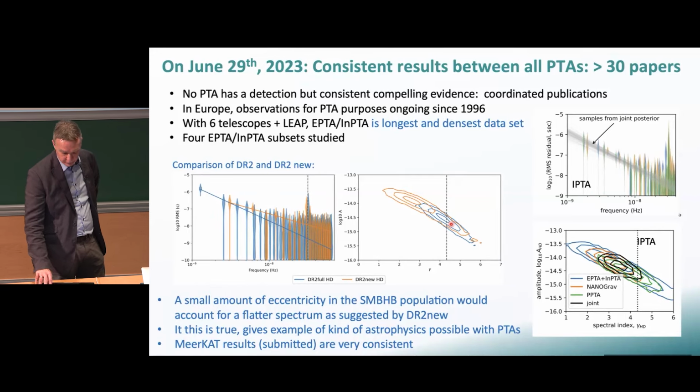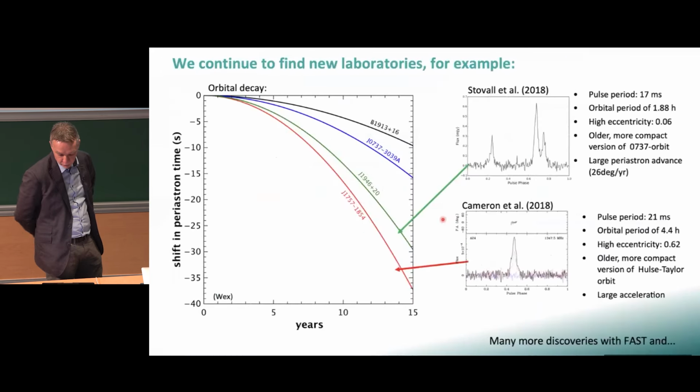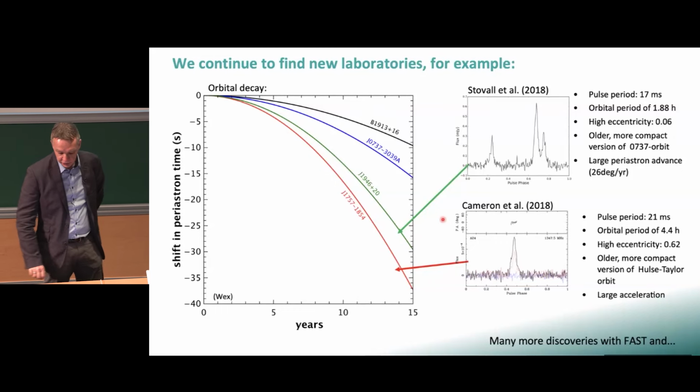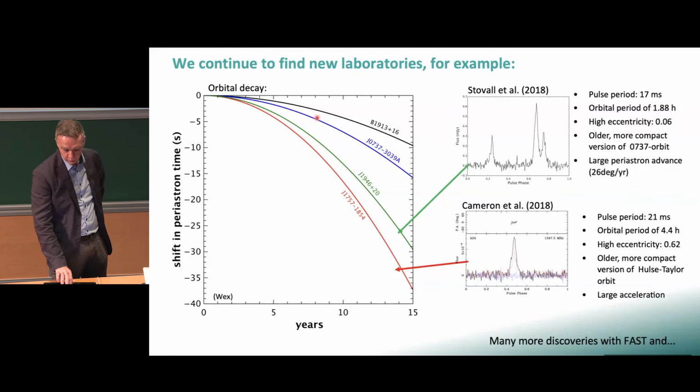So I would say there is sufficient evidence that we have detected the gravitational wave background, and whether it's supermassive binary black holes or something more exotic will need to be found out. And that brings me to the outlook. We continue to find binary pulsars. These are just the parabolas for the orbital decay for a number of sources. These are the ones we talked about mostly today, 1913 and the double pulsar.